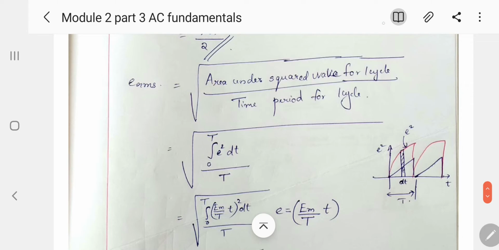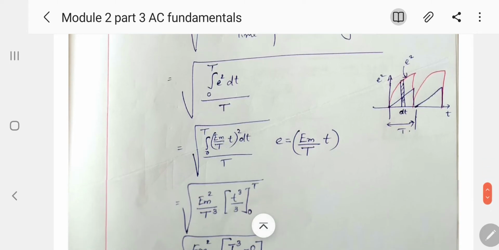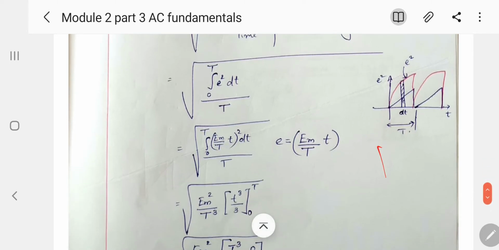Next we are going to find the RMS value: root of area under the squared waveform for one cycle divided by time period for one cycle. So we have to square this waveform. Do you know what will be the shape of the waveform when we are squaring the straight line? See, it will be just like this. And we don't know how to find the area under this curve.